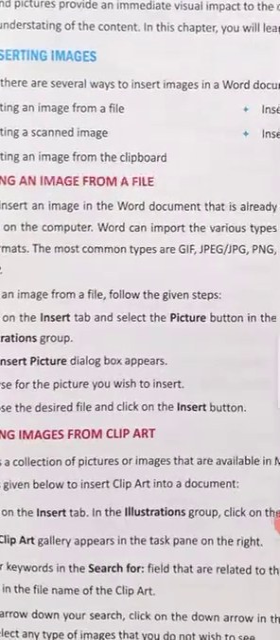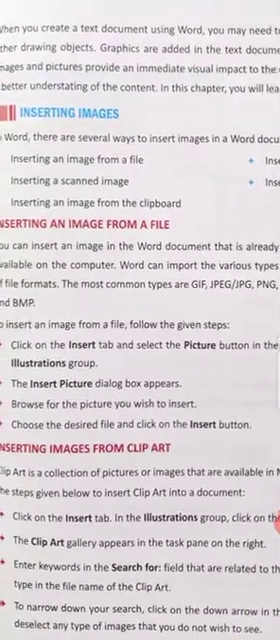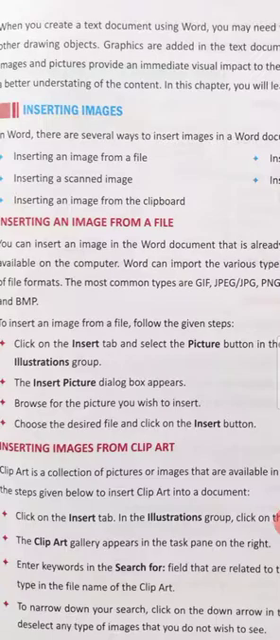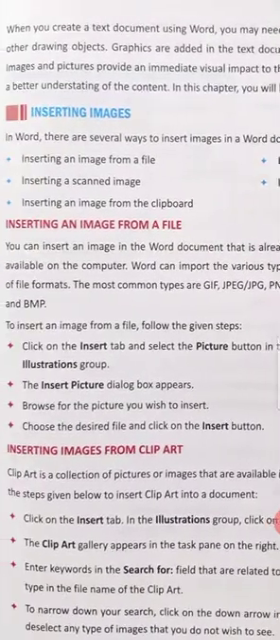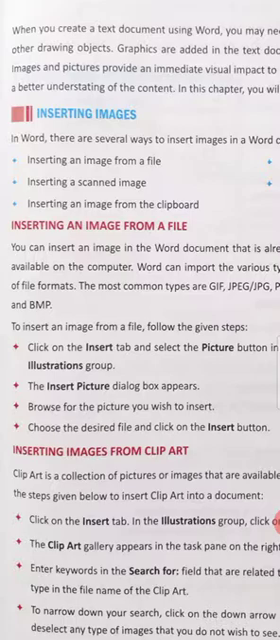Insert an image from clip art. We have been doing these things since childhood. Clip art is a collection of pictures or images that are available in MS Office. How to insert? First of all, click on the Insert tab. In the Illustrations group, we have Clip Art. In this clip art gallery, we will find our required themes, required clip art. We can write anything and click on Go. It will provide results and after that we can click on Insert.